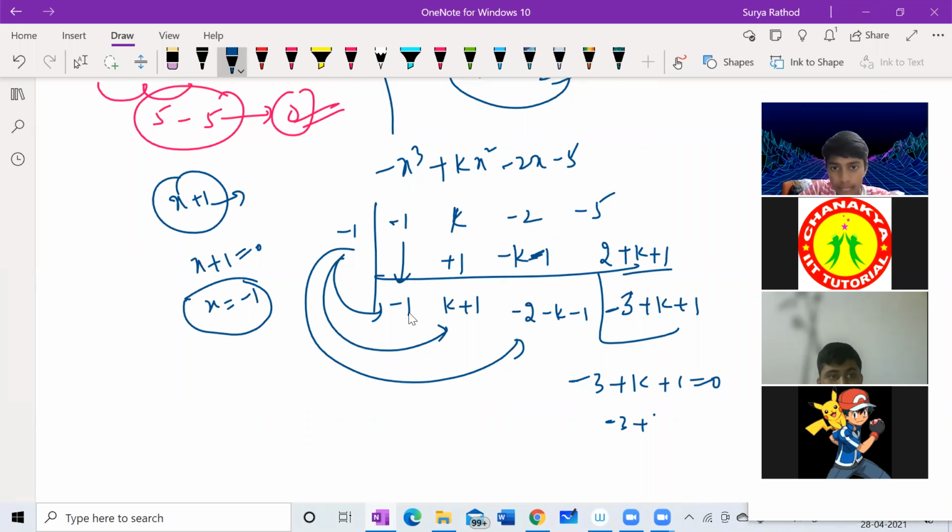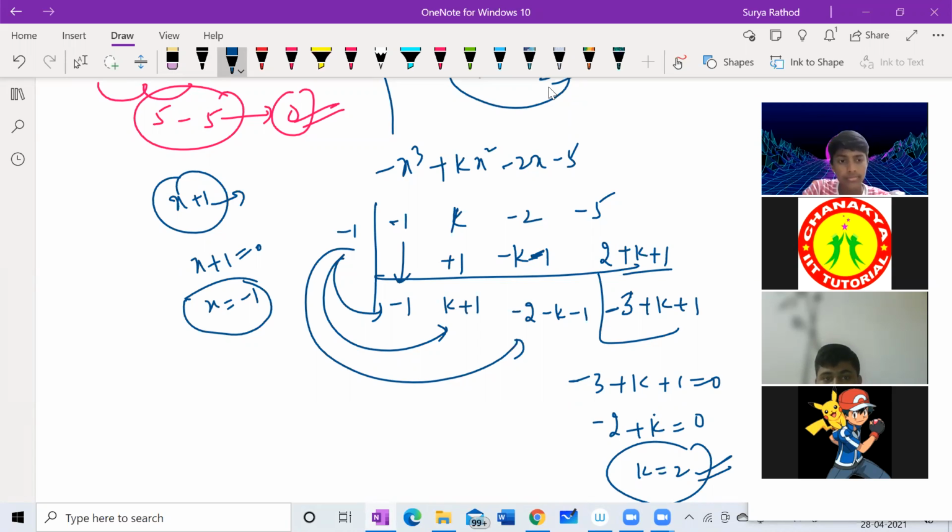So we'll get the value of k. Exactly. You are right. Minus 2 plus k is equal to 0, so k is equal to 2. After getting the value in terms of k, if you equate that particular thing with 0, we'll be getting the k value as 2.